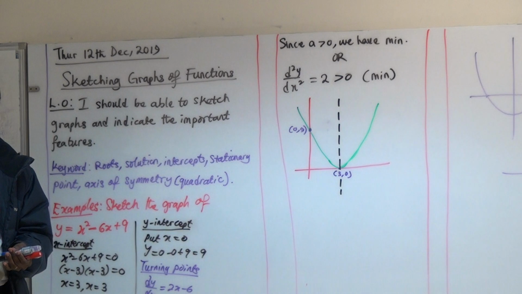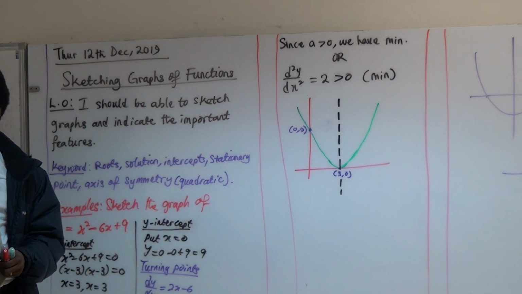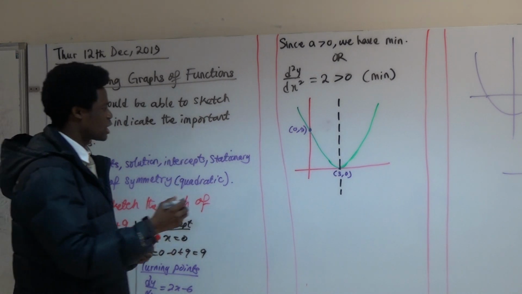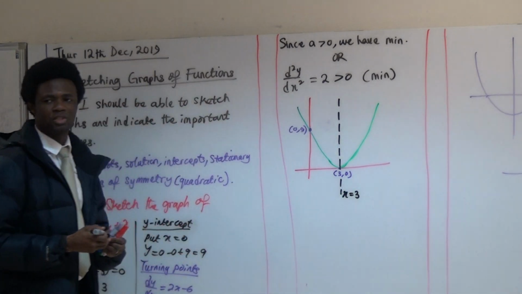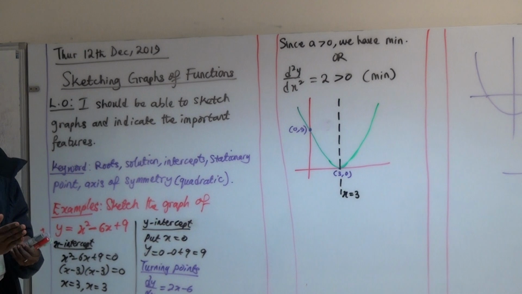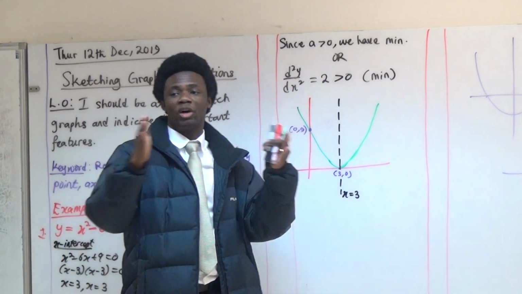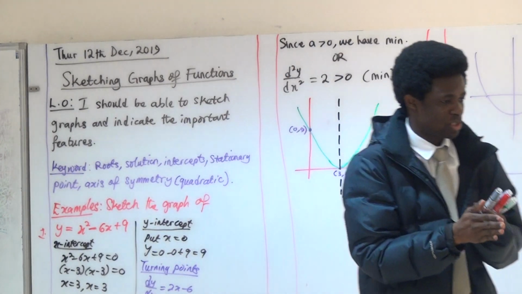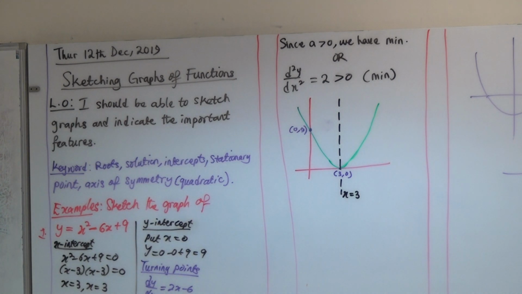If you are asked for the equation of the axis of symmetry, does anybody know? x equals what? 3. So the equation of the axis of symmetry, or line of symmetry, is x equals 3. It means that at x equals 3, the parabola can be divided into two equal parts, which fit together, not just overlap, if you fold it along x equals 3. Any question? Okay.